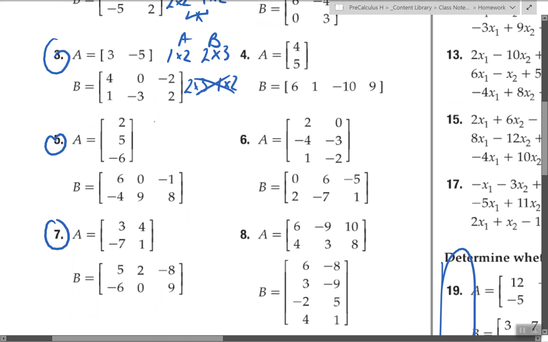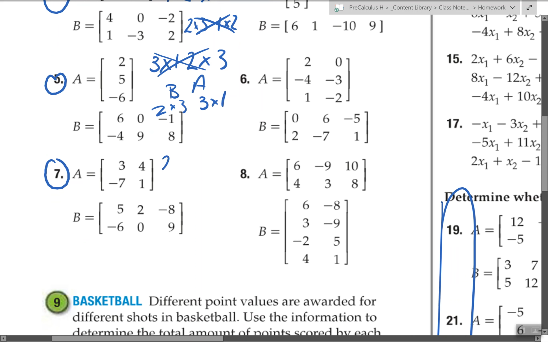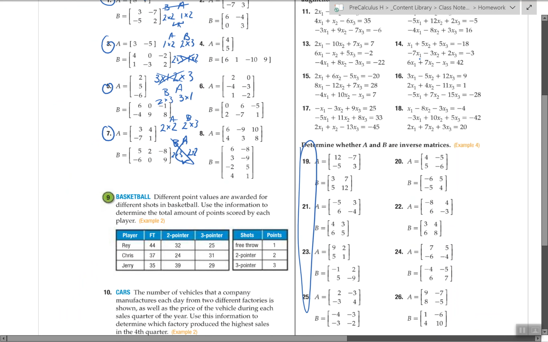This is a 3 by 1 and a 2 by 3, so AB will not work there, but BA should, because it'll be a 2 by 3 times a 3 by 1. In number 7, we have a 2 by 2 for A, and then a 2 by 3 for B, so AB will work. BA would be a 2 by 3 times a 2 by 2, so again, that will not work. Okay, so we know what we're going to do. I'm going to take these over individually to the right side of this here and start working through them.